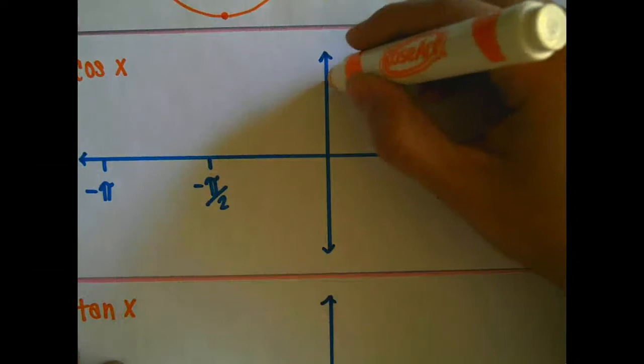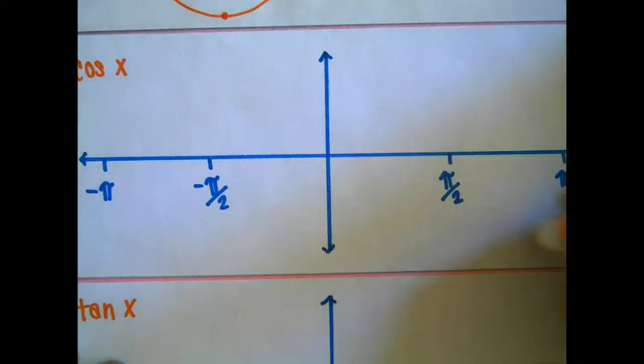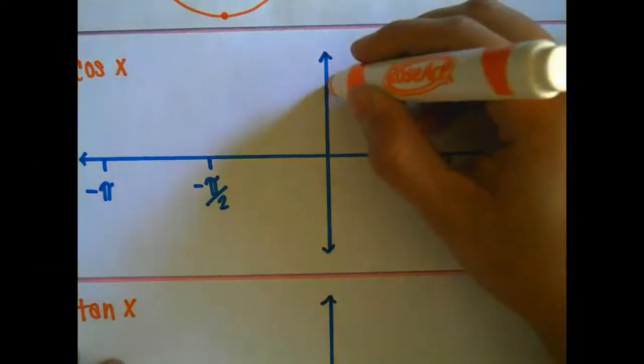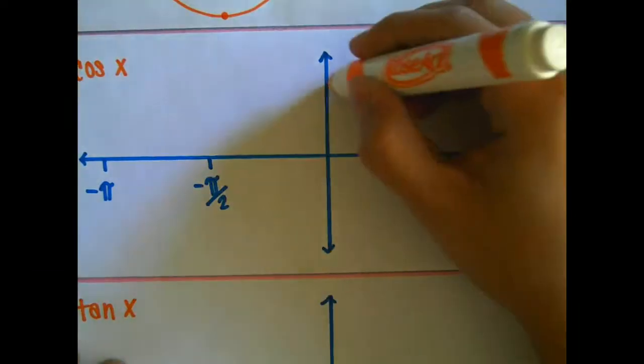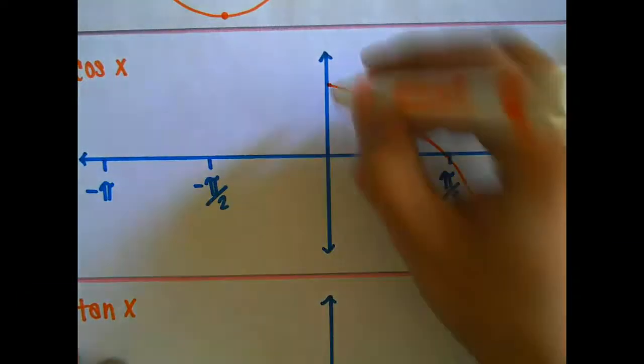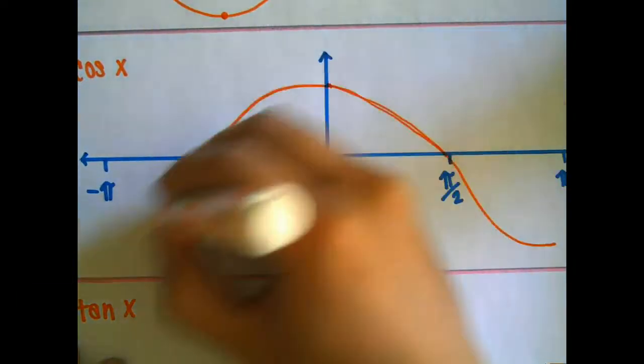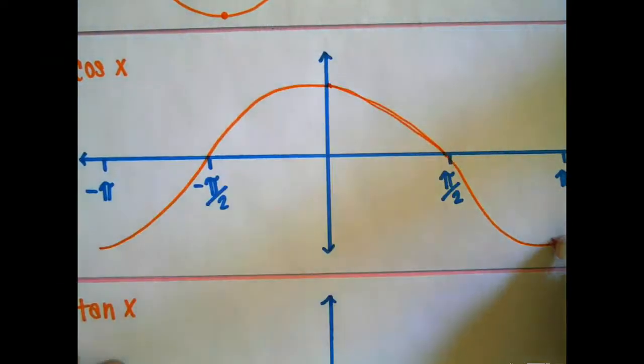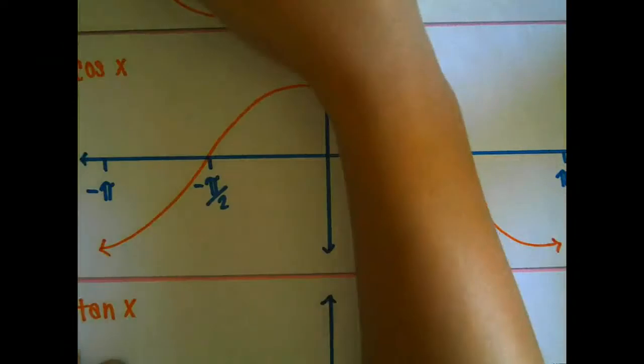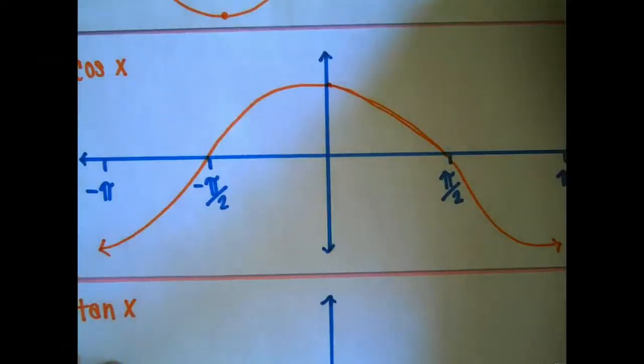Okay? Cosine also repeats itself every 2 pi, but cosine crosses the axis at pi over 2 and at pi. I'm sorry, pi over 2 and negative pi over 2. So kind of like that. Okay.